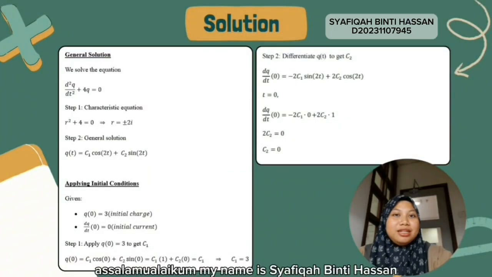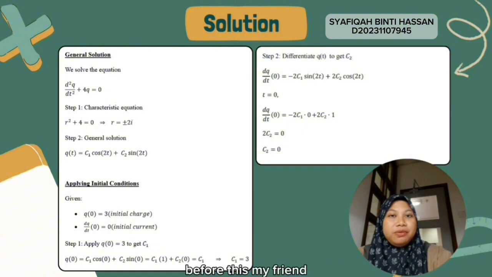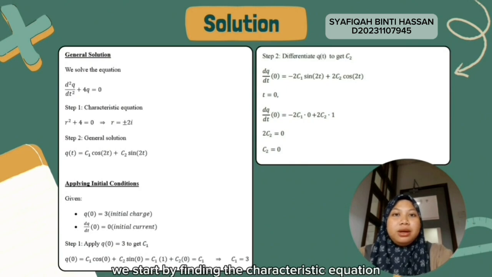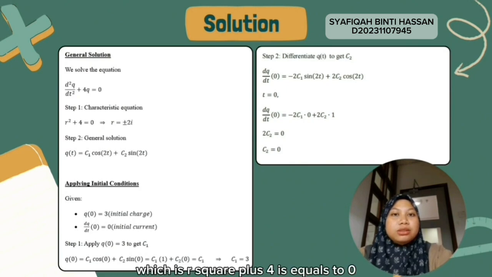Assalamualaikum, my name is Shafiqah binti Hasan and I will explain this part. Before this, my friend already defined the second-order linear homogeneous differential equation with constant coefficients. Now let's solve it step by step. We start by finding the characteristic equation, which is r squared plus 4 equals 0, r squared equals -4, r equals plus minus 2i.